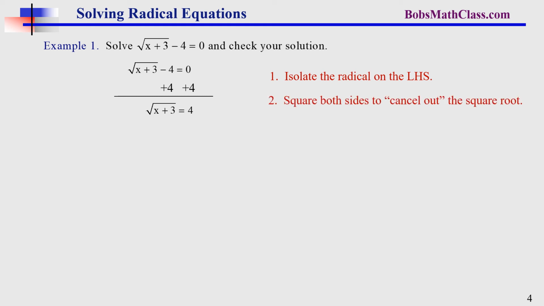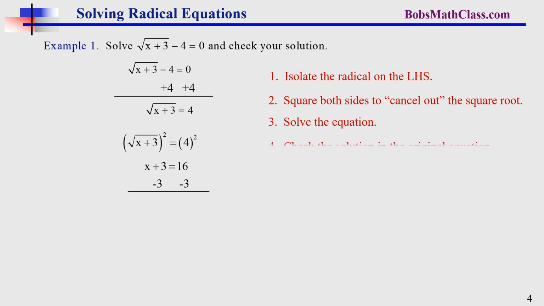Now we're going to square both sides. So squaring both sides, the square will cancel out the square root. On the right-hand side, we have to square the number. And now we solve this equation. It's not complicated. All you need to do is subtract 3 on both sides. And we get x equals 13.